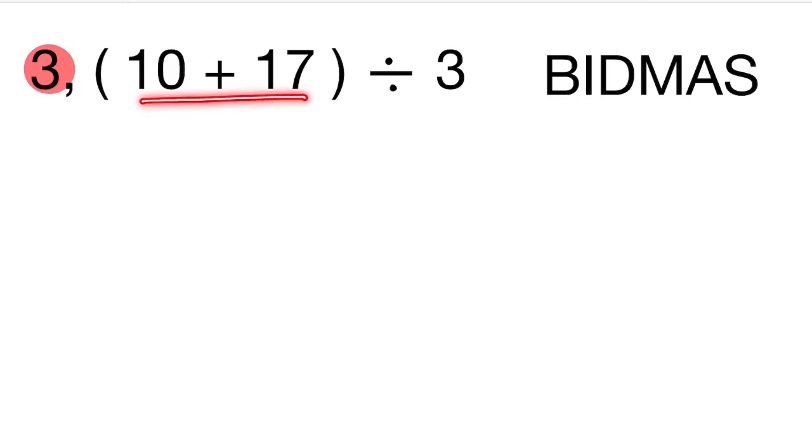Question number 3. 10 plus 17 enclosed by parenthesis, divided by 3. According to the BITMAS rule, first we must remove or simplify the bracket. So 10 plus 17 is equal to 27. 27 divided by 3 is equal to 9.